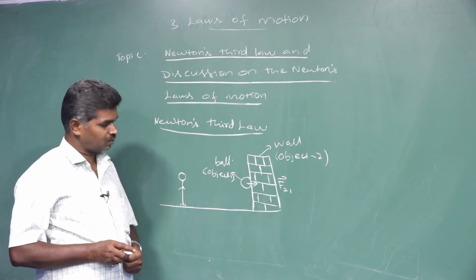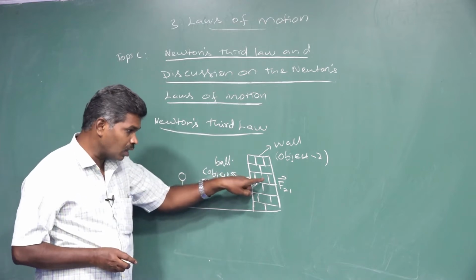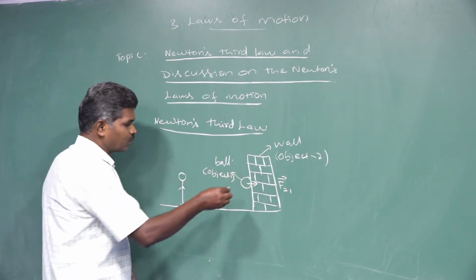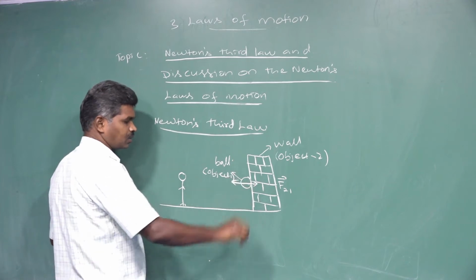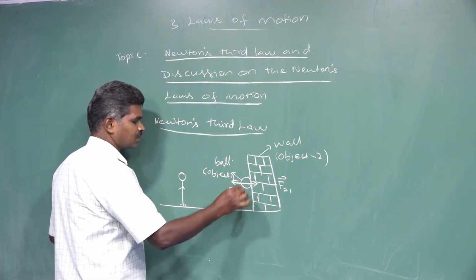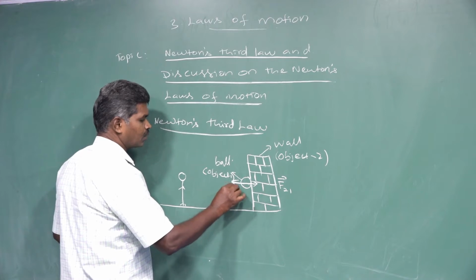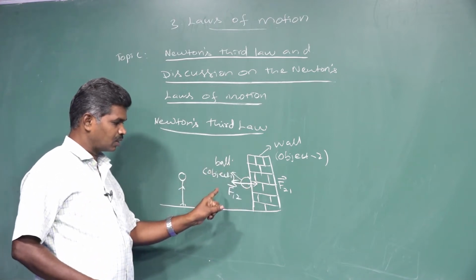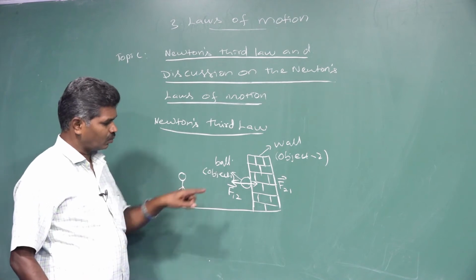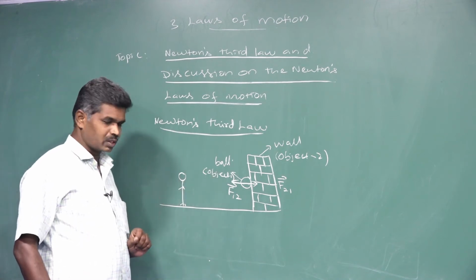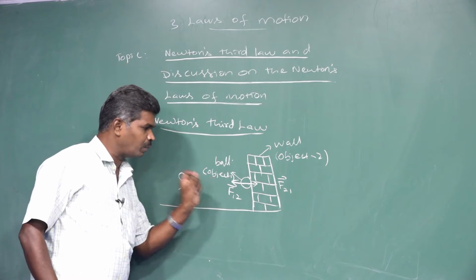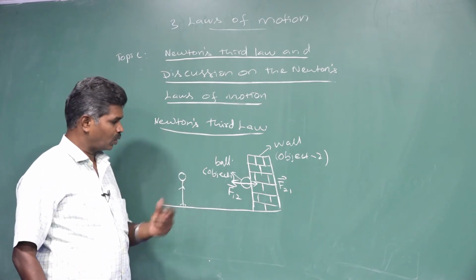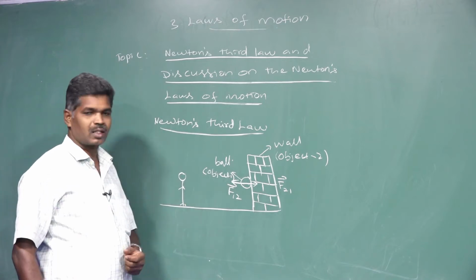At the same instant, this wall also exerts a force on the ball. That force acts in this direction, and can be expressed as F12 vector. That is, the second object exerts a force on the first object. But what happens there? These two forces act in opposite directions. Towards the wall, F21 is acting. Towards the ball, F12 is acting.